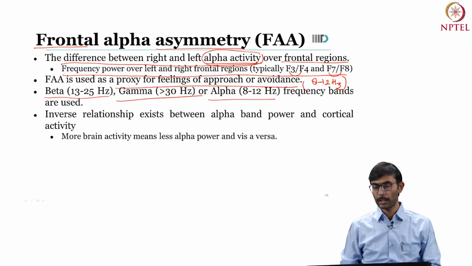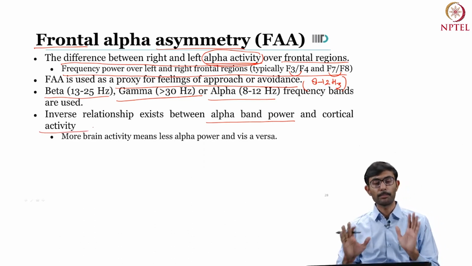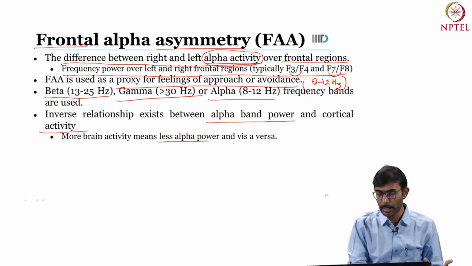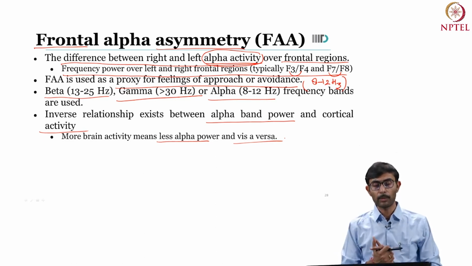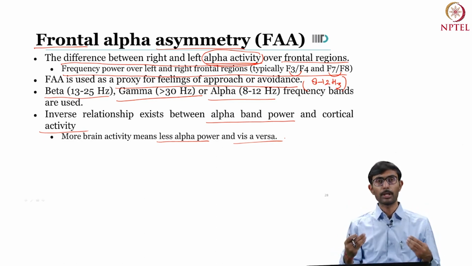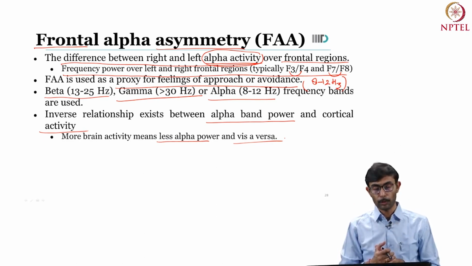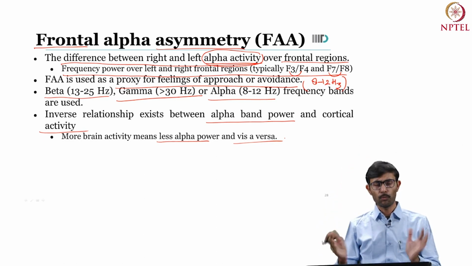Now there is an interesting phenomenon here: there is an inverse relationship between alpha band power and cortical activity. What it simply means is that if there is more brain activity happening, then there is less alpha power, and vice versa. When there is more alpha power, there is less brain activity happening. I hope this is clear. Again, I will repeat: when your brain, or a particular part of your brain, is actively involved in something, you will find that the alpha power for that particular region is less, and vice versa.